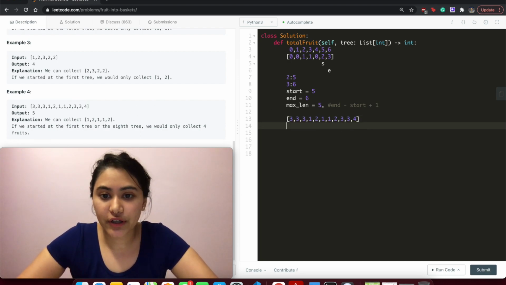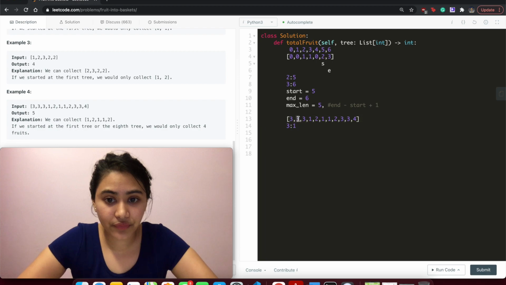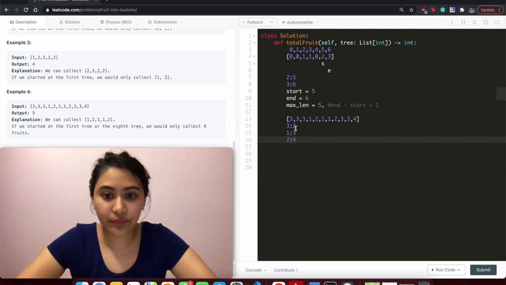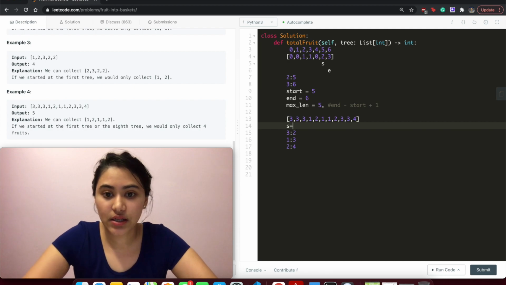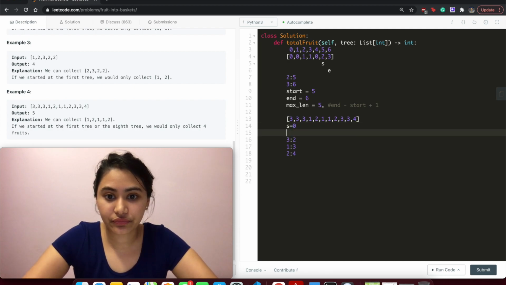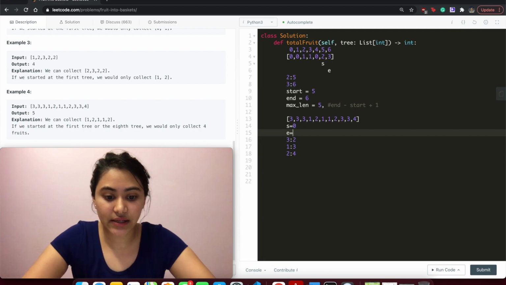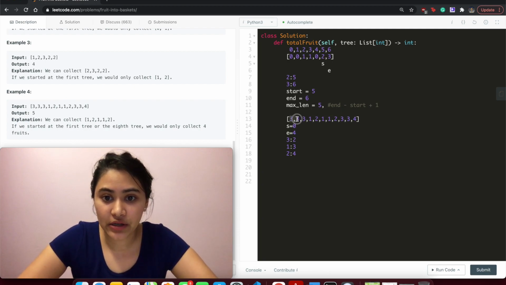So quickly going over this, we see 3 at index 0, then at 1, then at 2. Then we see 1 at index 3, and 2 at index 4. We need to get rid of something right here, and right now, start is at 0, and end is at index 4. So we're over here, 0, 1, 2, 3, 4. And we have 3 fruits.